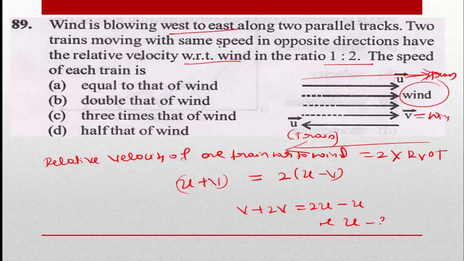That is u equal to 3v. Therefore option C is the right answer, 3 times that of wind.